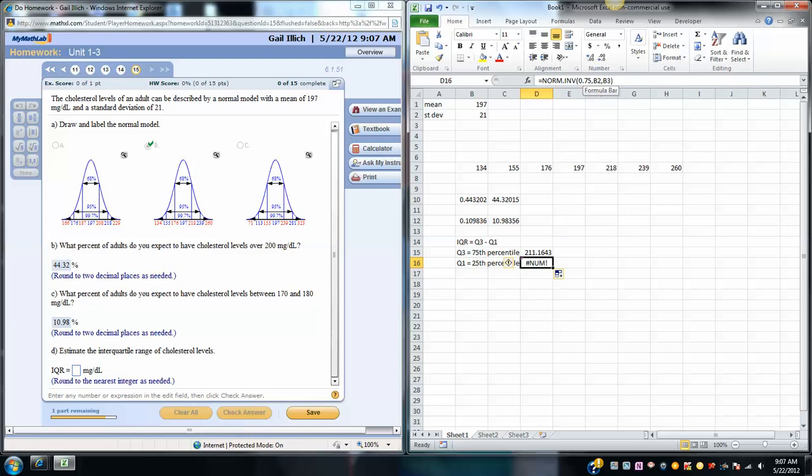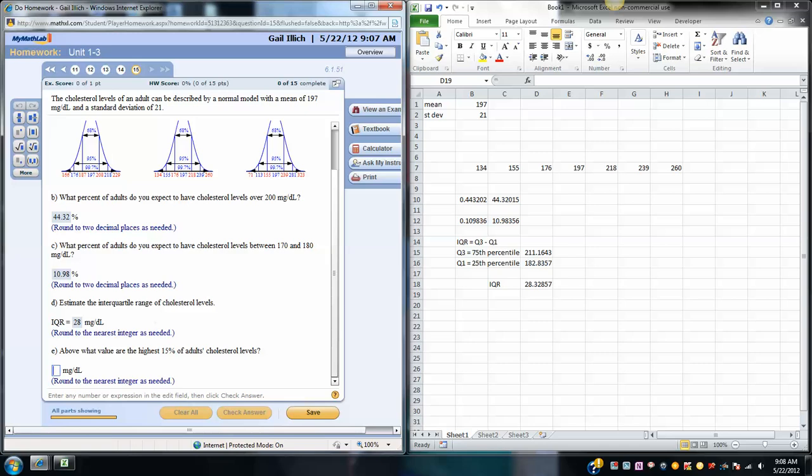To get Q1, you can drag this down, but we've got to do some work here. Change this to the 25th percentile, and hit enter. So that's your Q1. Your IQR then is going to be the difference between those two. So I'll label it IQR, and in this cell I'll say equals that cell Q3 minus the value that I got in Q1. And hit enter. So that's 28.32, but they want it rounded to the nearest integer, so just 28.